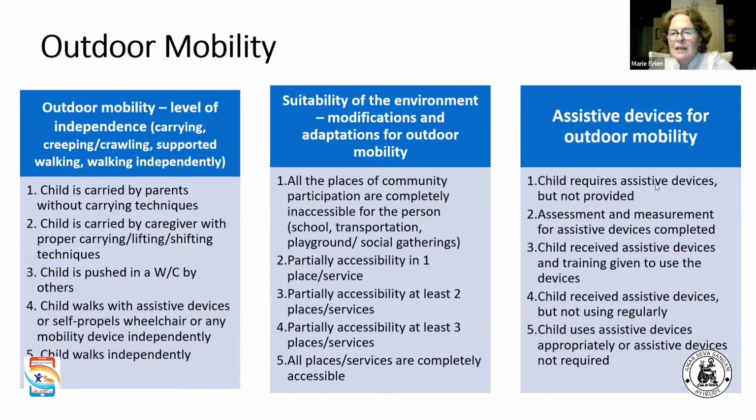And again, we look at the use of devices, whether or not they have and use their devices, whether they receive training, or there are other barriers to using their devices, maybe the stigma, the attitudinal factors within the family or within the community that make it so they're not using devices that they have. So this is a whole process of trying to develop independence in outdoor mobility.